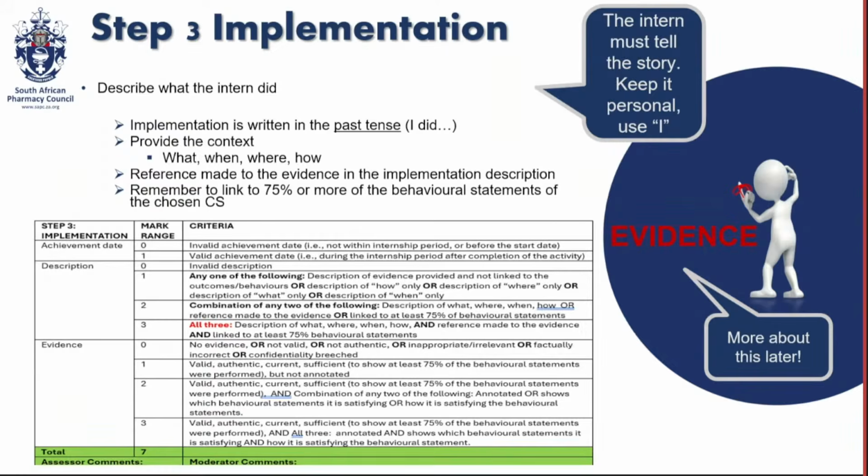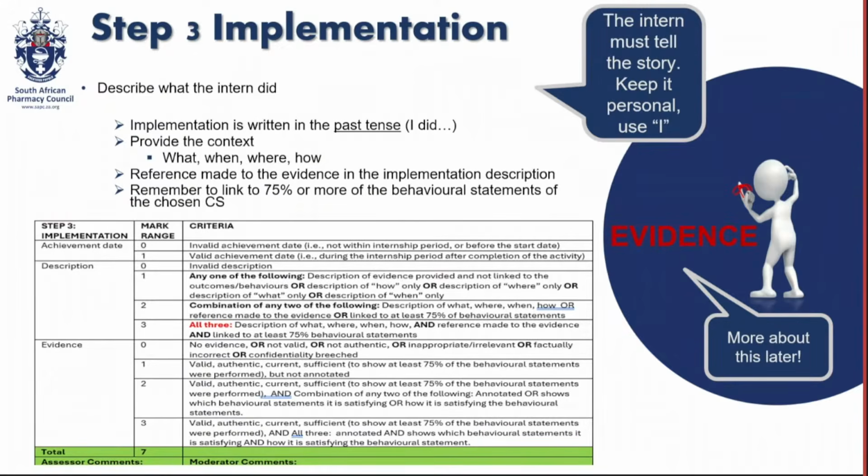So here, in order to achieve competency or fully competent, you'll see three there where the description of the what, the where, when, and how is very clear within the text. Reference is made to the evidence and reference is made to the behavioral statements. And then lastly, in terms of evidence, now a lot of interns fail. They comply with everything else. They're competent in all of the other sections, but they fail within their evidence.